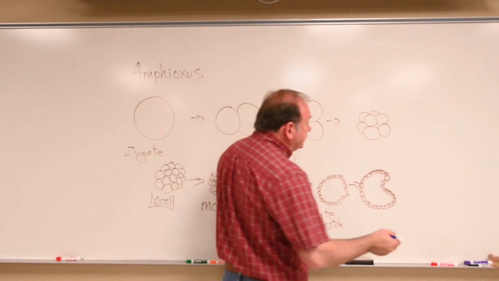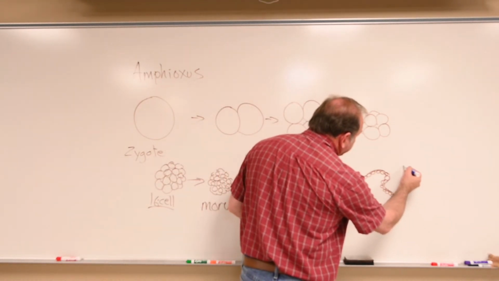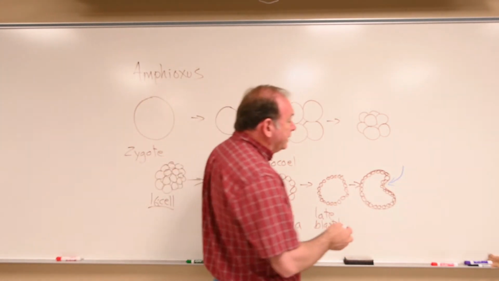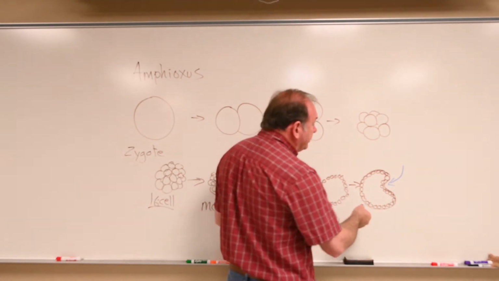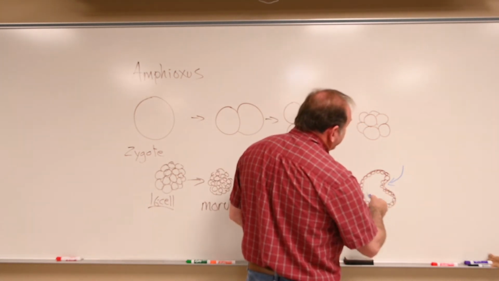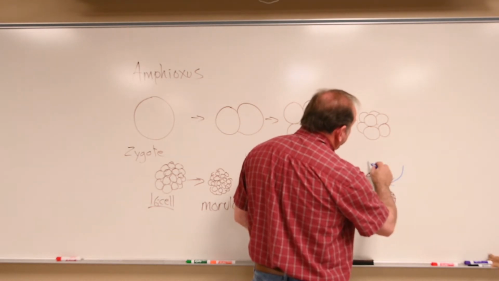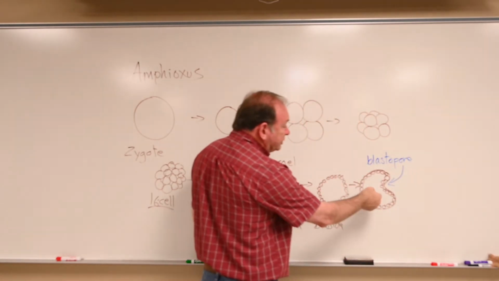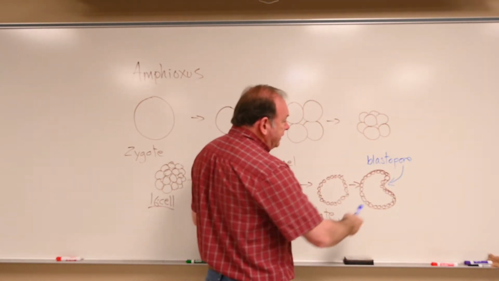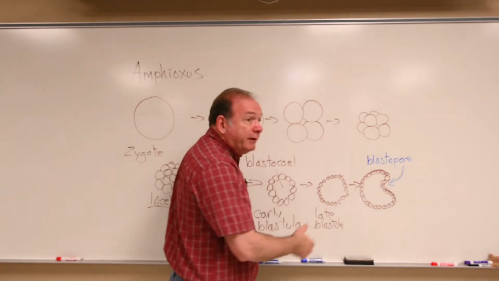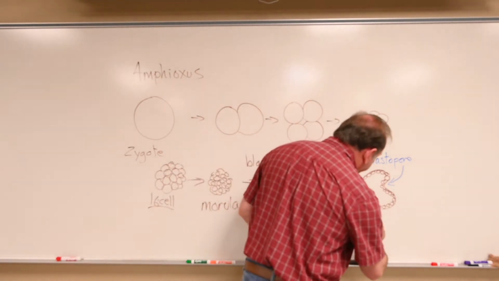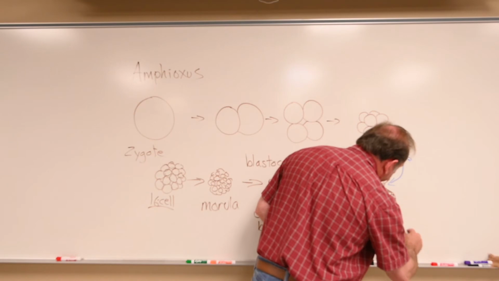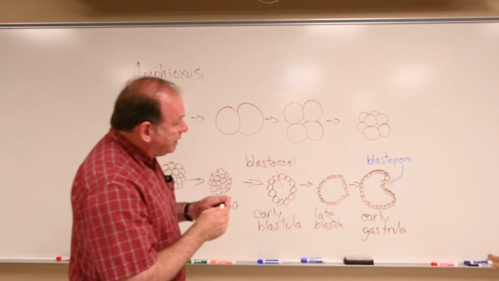This infolding, we mentioned this earlier when we were talking about protostomes and deuterostomes. But anyway, this is where the gut begins to form, that infolding right there. And that infolding is going to become known as the blastopore. The blastocele is still this cavity here, and the gut is going to form there. And this is the earliest stage we know as a gastrula. So this is an early gastrula. Early gastrula stage.